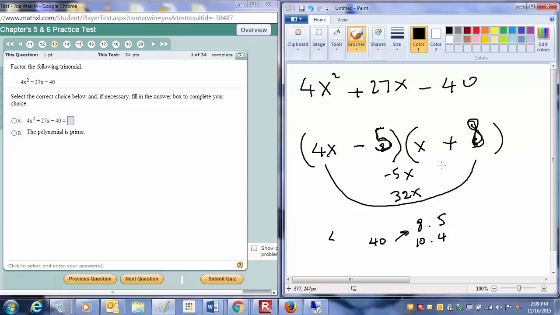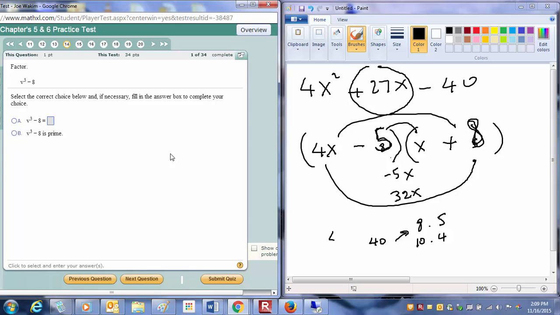So it's a matter of switching and trying. You can try 8 times 5 and then change it, but then try to do all the options. Move the 8 here, put the 5 here, keep switching until you end up with the middle term, which is 27x like we did here. And again, if you do the outer, you get 32x minus 5x. That will bring you the 27x. Make sure you satisfy also 4x times x is 4x squared, and negative 5 times 8 is negative 40.